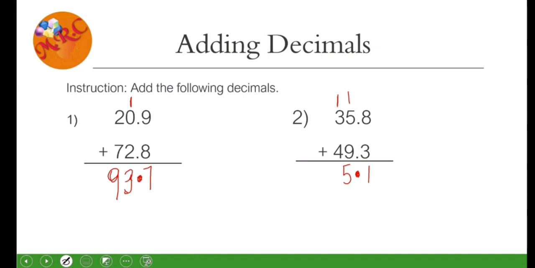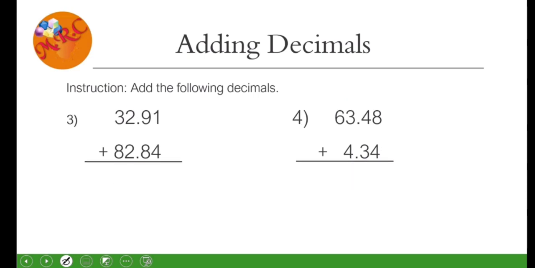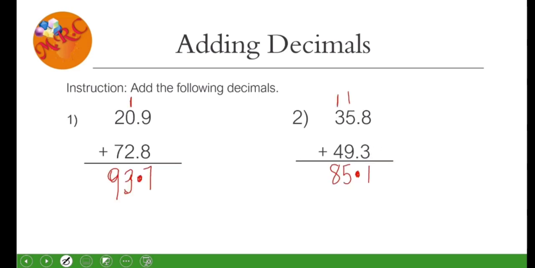So we're going to write our 5 here and carry our 1 there. Alright, and then we're going to add our 4 plus 3, which is 7, plus 1, which is 8. And our answer is 85.1. Alright, good so far. Let's continue. Now we're adding. So here we just add 1 decimal place, 1 decimal place. Alright, so it's 1 digit after the decimal point, 1 digit after the decimal point.